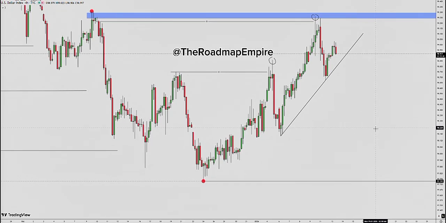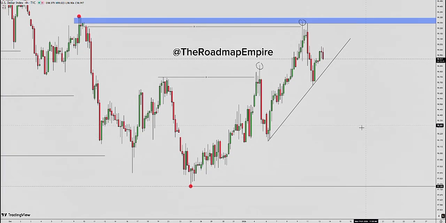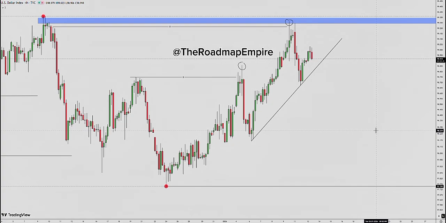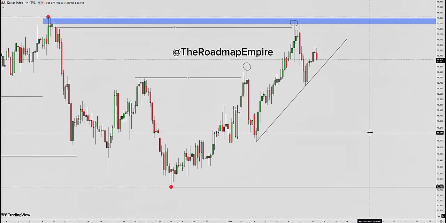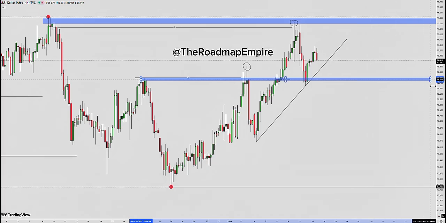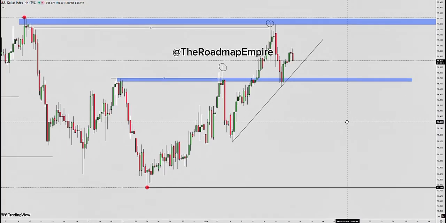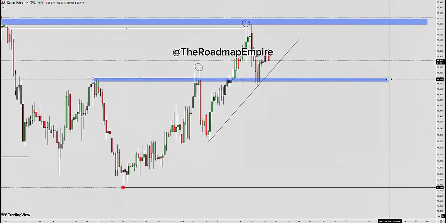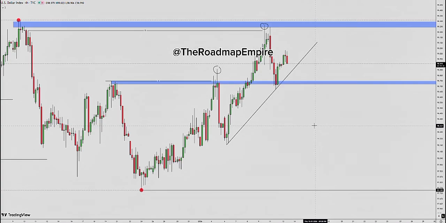So there's a zone. Let me just draw out the zone, so we would see how it's going to play out come tomorrow. This zone is what we'll be looking at, to see that price breaks it and then retests it, and then we would continue to the downside.